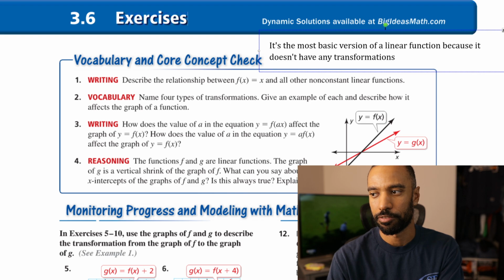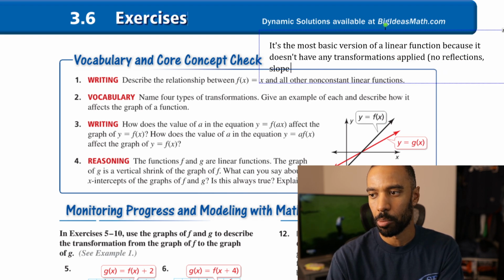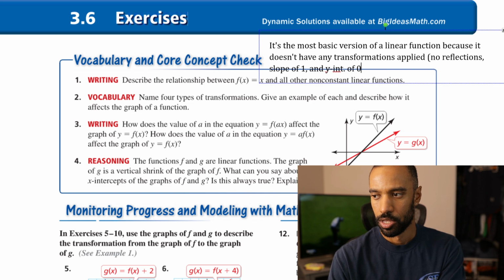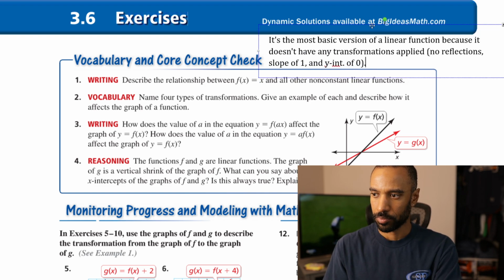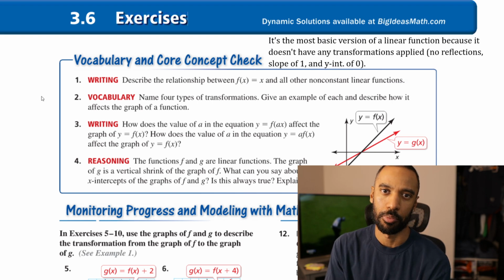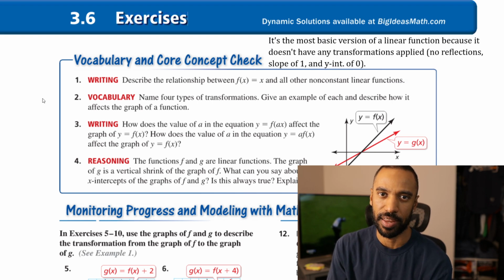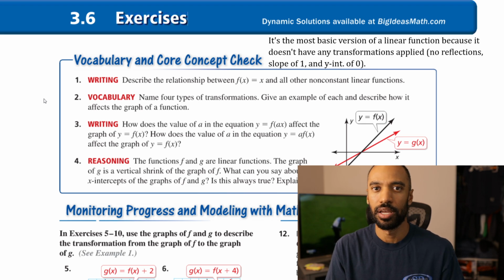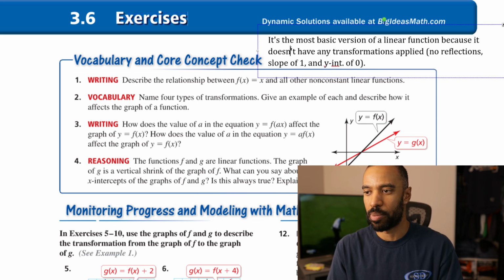It doesn't have any reflections. It has a slope of 1 and a y-intercept of 0. So we just start at the origin. We go up 1 over 1, period, right? We don't go up 1 over 2. We don't start at the y-intercept of -3. We're not going down for our slope, nothing like that. It's just the most basic version of it.